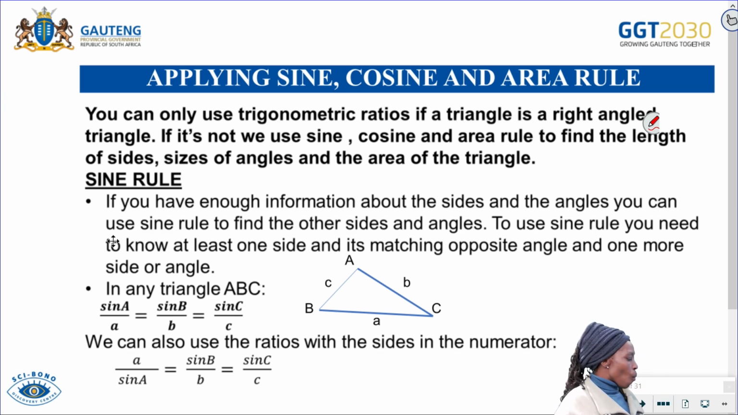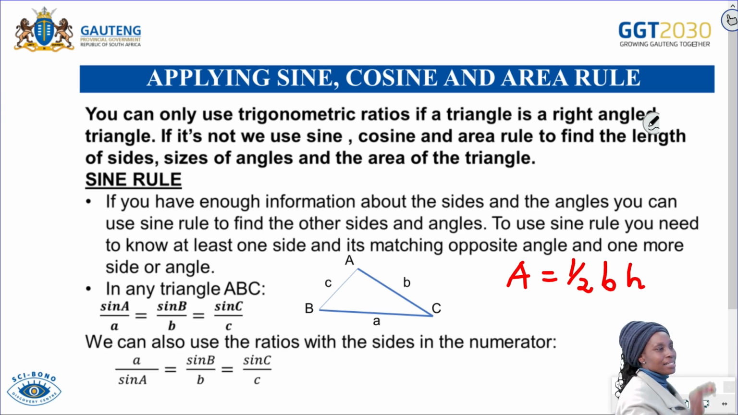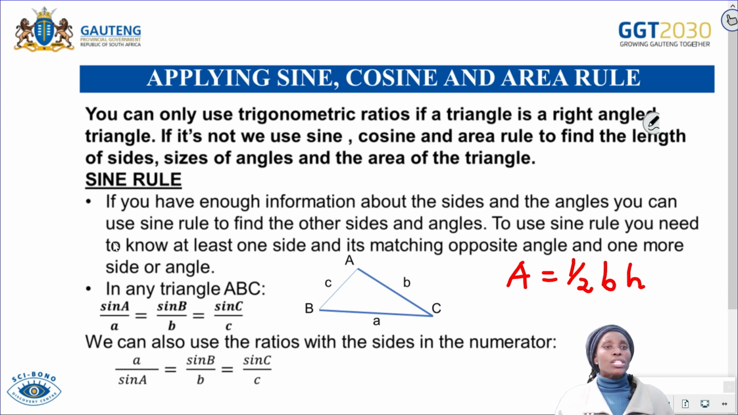When you are calculating the area of a triangle, the area is half base times height. But if you don't know which one is your perpendicular height and which one is your base, you can use the what? The area rule. If the information given to you is not complete, you must use that formula. You opt for the what? For the area rule.